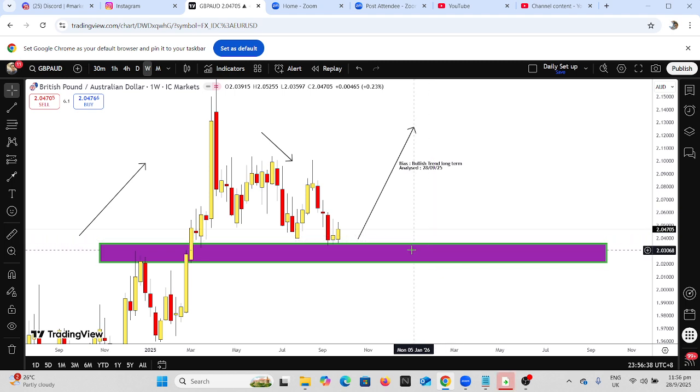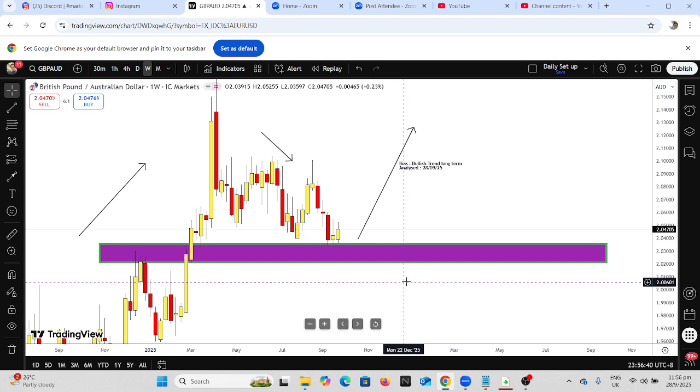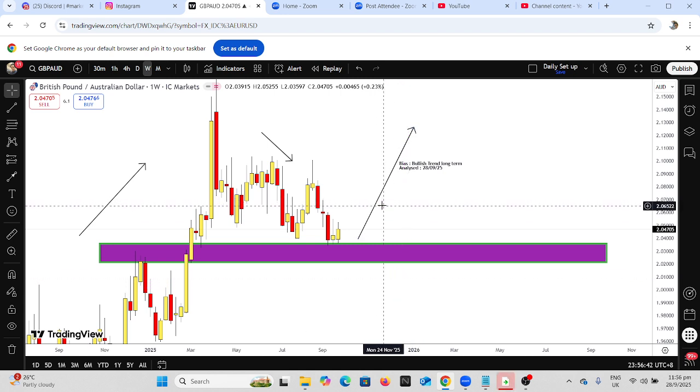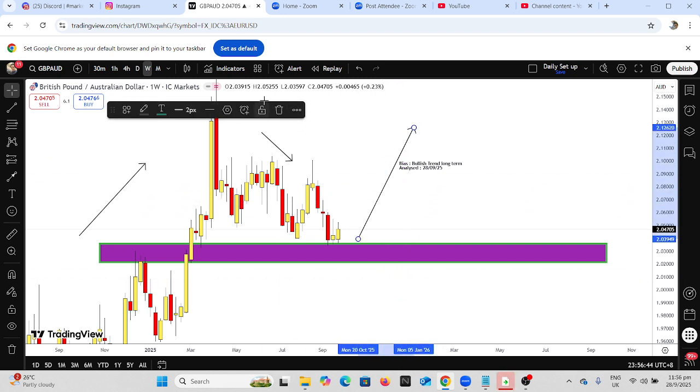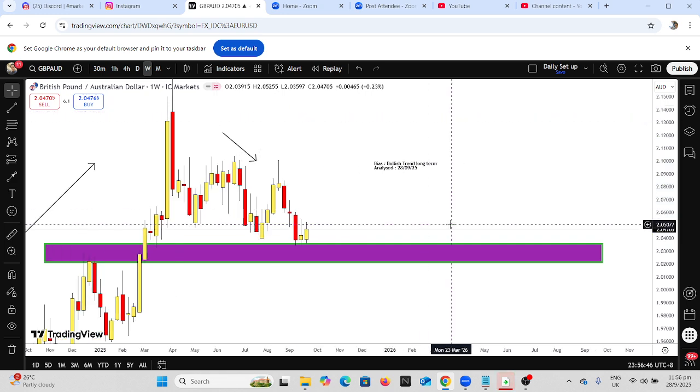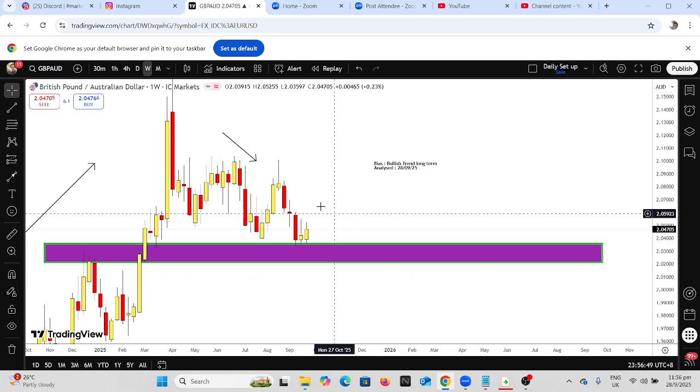So I'll be waiting first to see if there's any kind of buy setup that I will take for Pound Aussie. So that is the general direction for Pound Aussie in the weekly. In the weekly, we can see price on an inside bar, and in this case, I do not see any strong sell momentum as price is at a support.